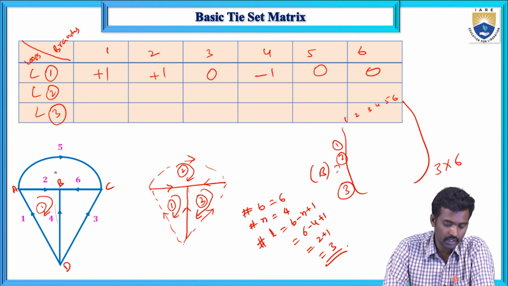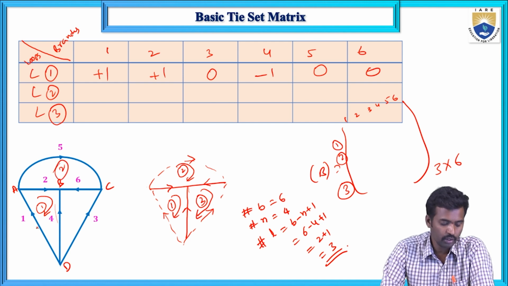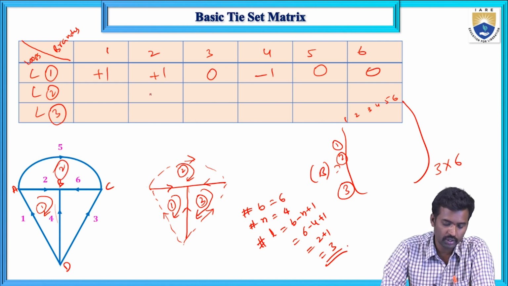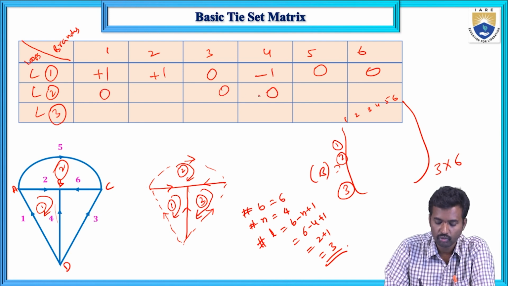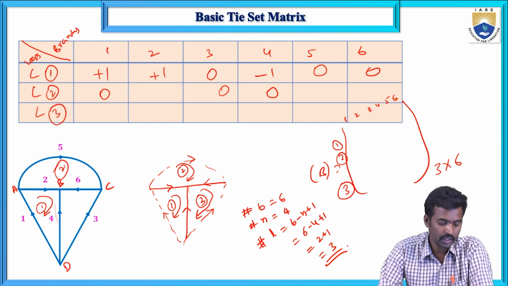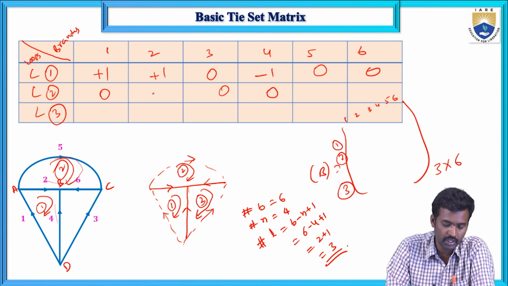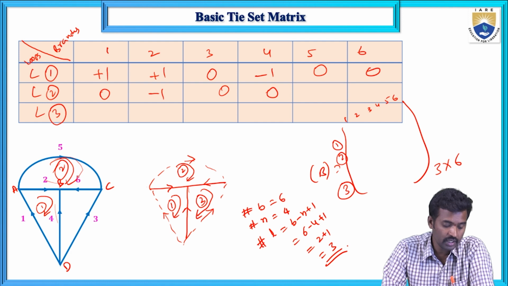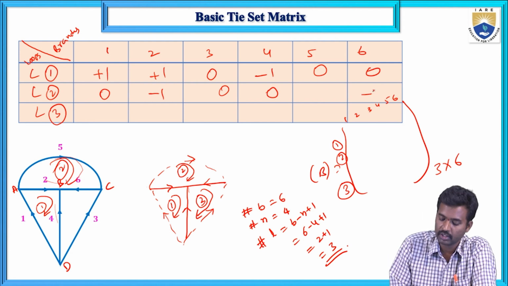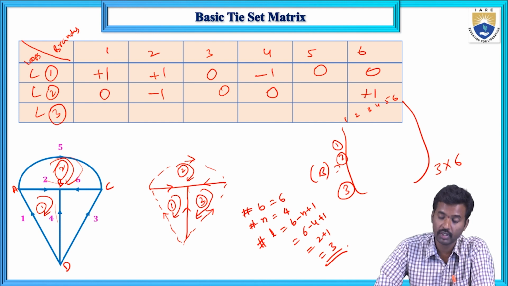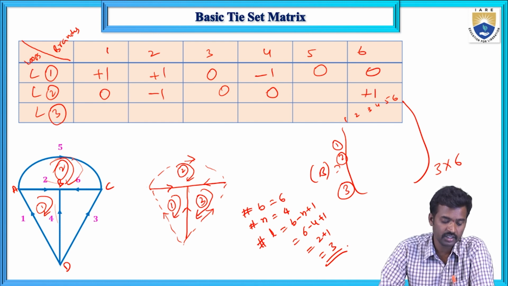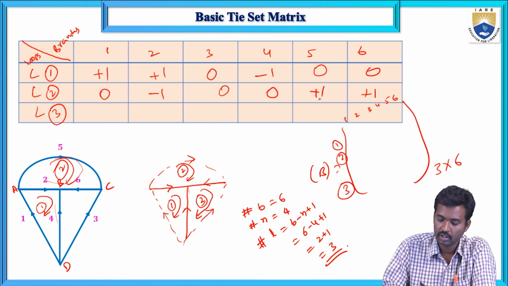And here is the second loop. The elements not associated with the second loop are 1, 3, 4. So 1, 3, 4 are not a part of this loop 2. Here branch 2 is not the same direction, it is the opposite direction, so this is minus 1. And for branch 6, the loop direction is the same, plus 1. And branch 5 has the same direction as the loop, plus 1.